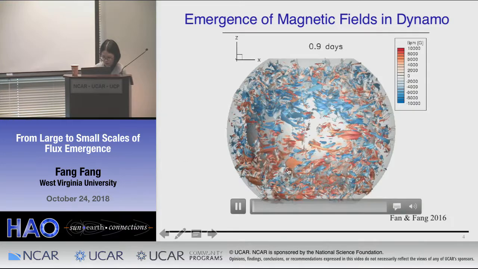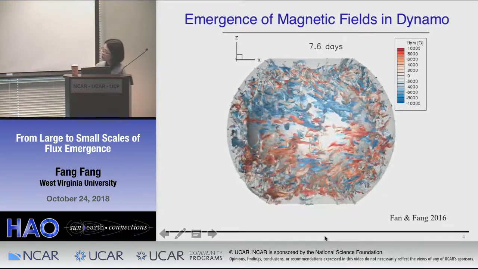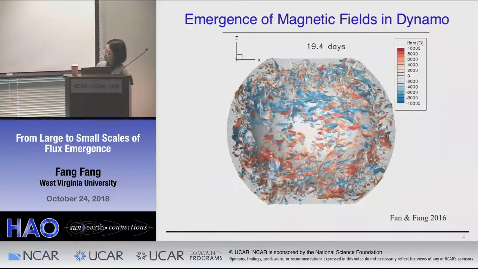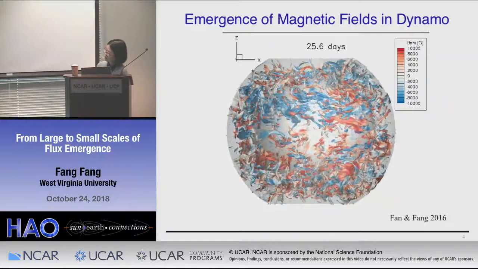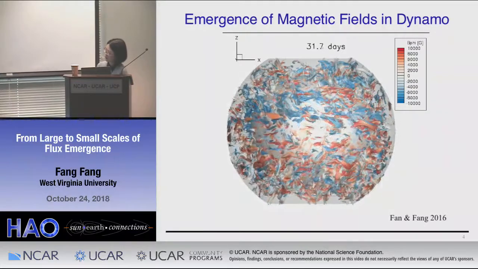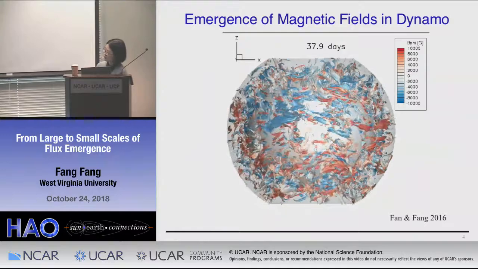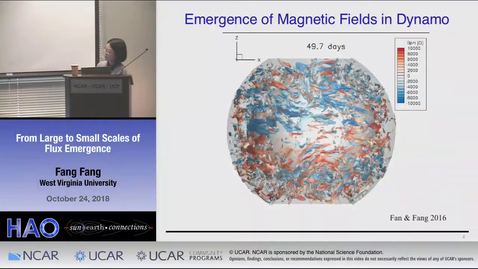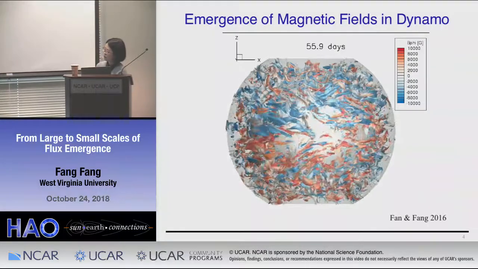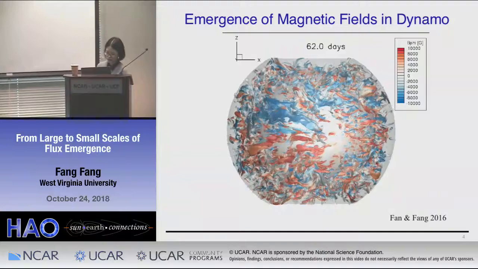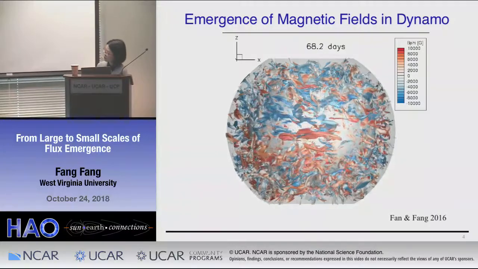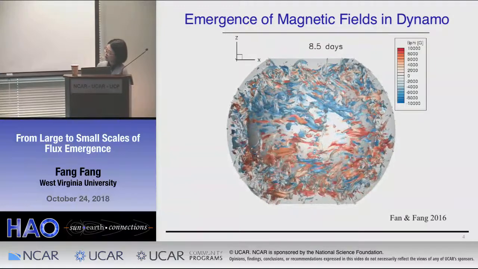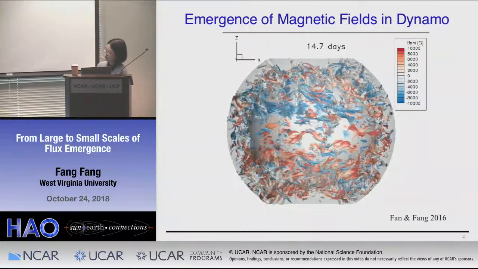So you can see that the magnetic flux rises from the bottom of the convection zone to near the surface region and has been strongly distorted by the convection motion inside the convective envelope in our simulation. It also stretches the magnetic field, producing strong, long magnetic flux tubes in this region.